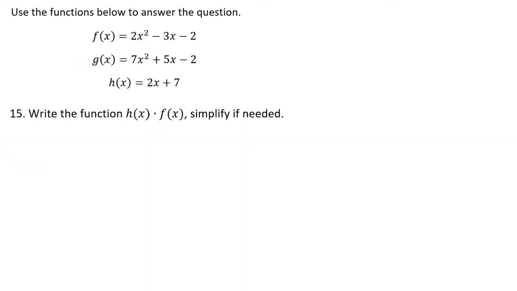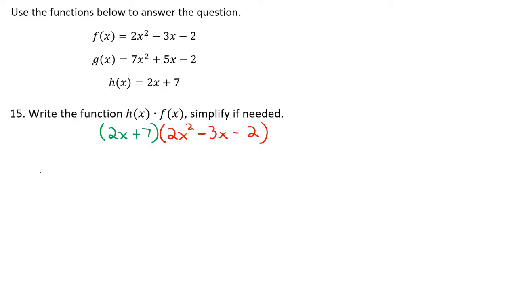All right, so we are going to be multiplying two functions together and simplifying if necessary. Our h function is 2x plus 7, and our f function is 2x squared minus 3x minus 2. It's asking us to multiply, so I'm going to use the box method to do that. You can use any method you like.